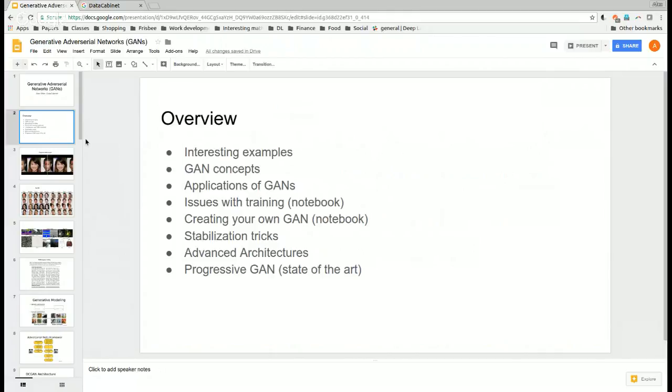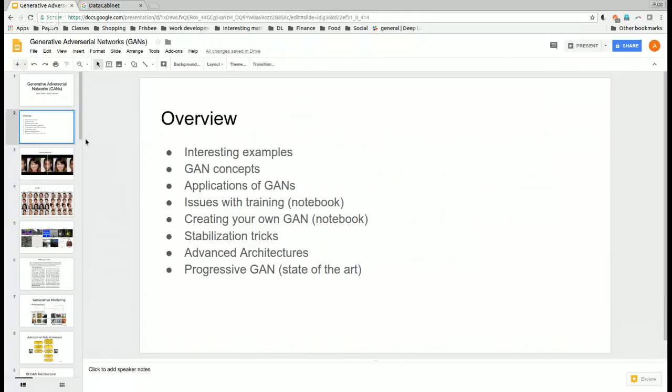And then we're going to go through the creation. Once we know all these things, it'll actually be a very straightforward procedure to create our own GAN, and we'll be doing that in a notebook. And then we'll discuss some stabilization tricks, some of which are pretty obvious once you've thought about these issues, but overall a bunch which were mentioned by, I think, a NIPS GAN conference a year or two ago. And then we're going to go on to some of the more esoteric advanced architectures.